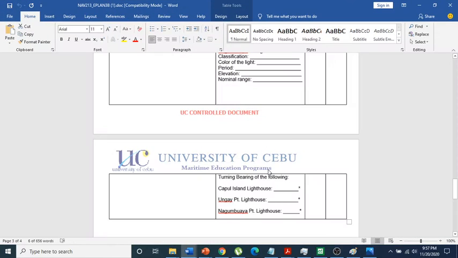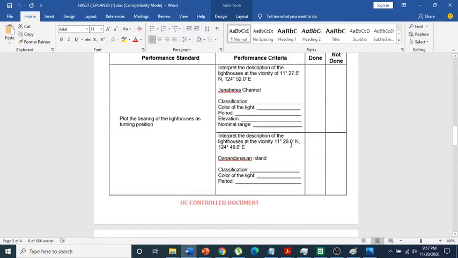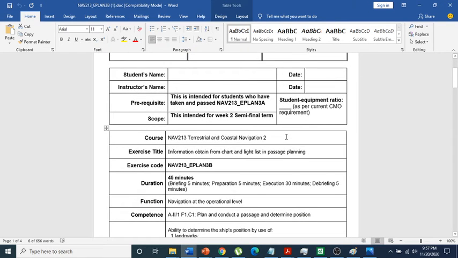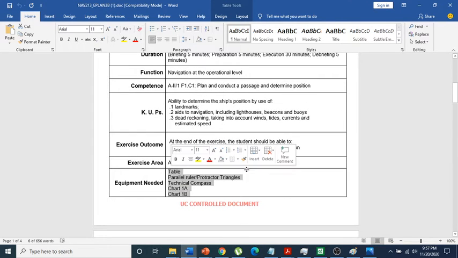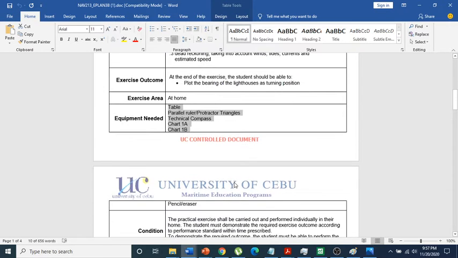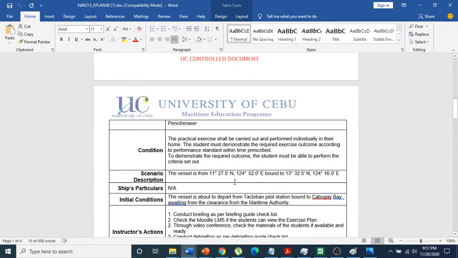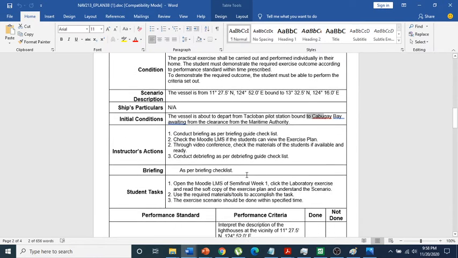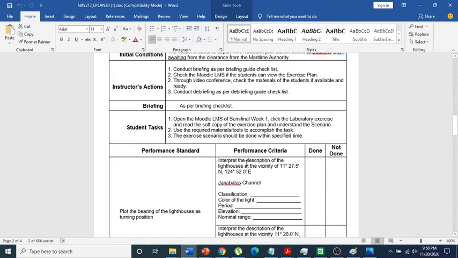So again, going back, this is Eplan 3B. As always, read the material and understand it; this is relatively the same material. Also, this Eplan is in conjunction with the previous Eplan, so the scenario is the same, from Tacloban to Kabugay Bay. That's why there's no need to delete what you did. Just use the same, only this time I want you to encircle the lighthouse. Okay, so now focus on the performance criteria.